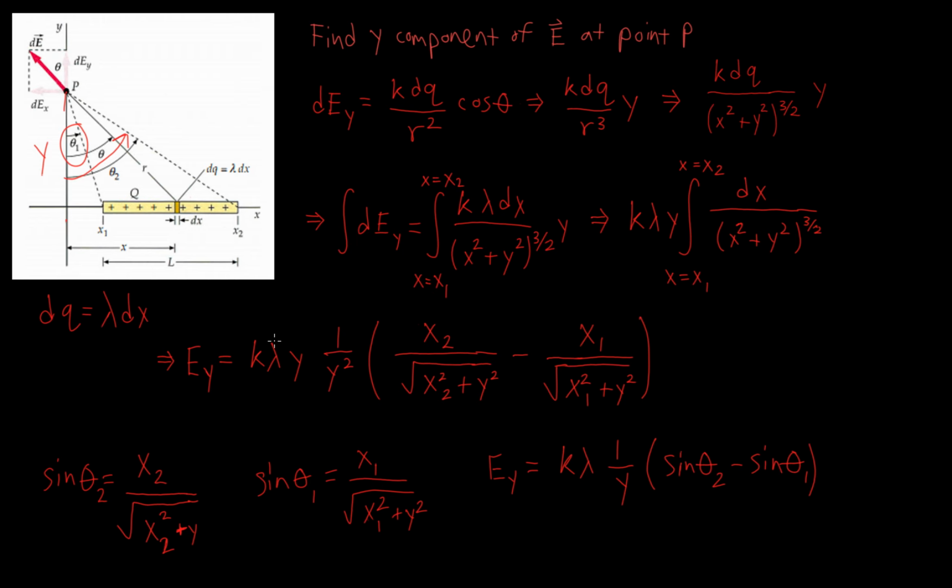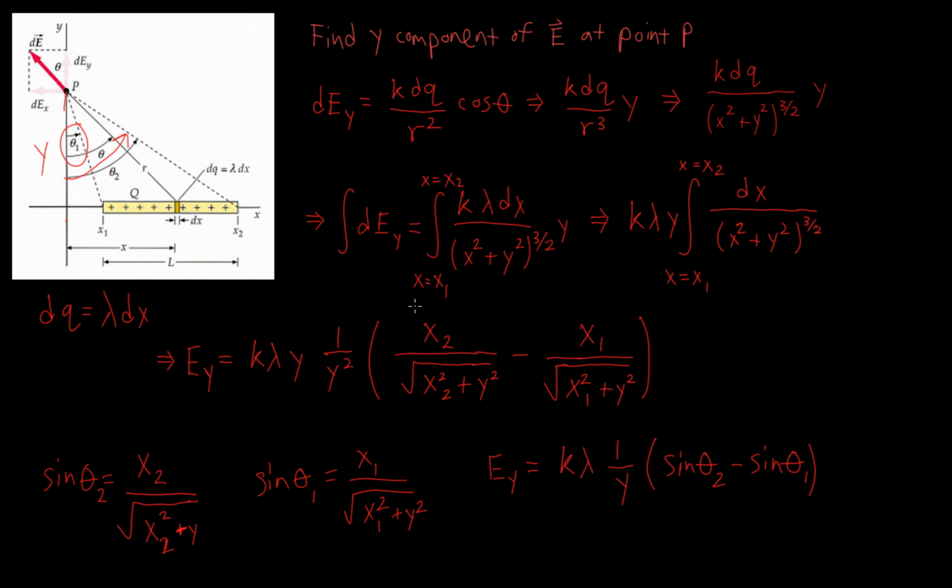And note that we can also further simplify this since y divided by y squared is just 1 over y. So the electric field in the y direction at point P, at an arbitrary point P, is given by k times the linear charge density times 1 divided by y times the sine of theta 2 minus sine of theta 1.